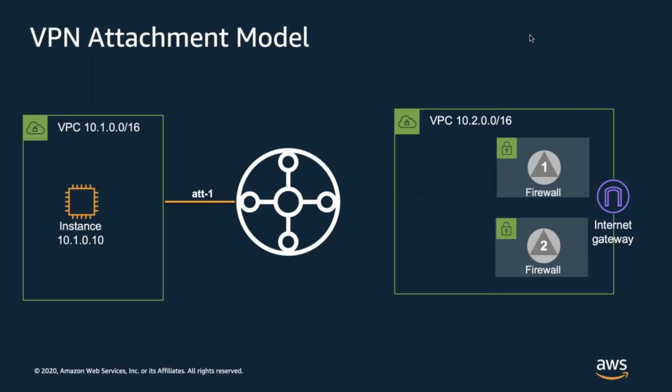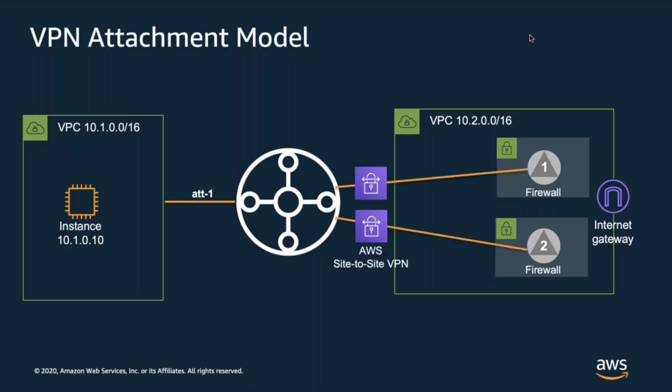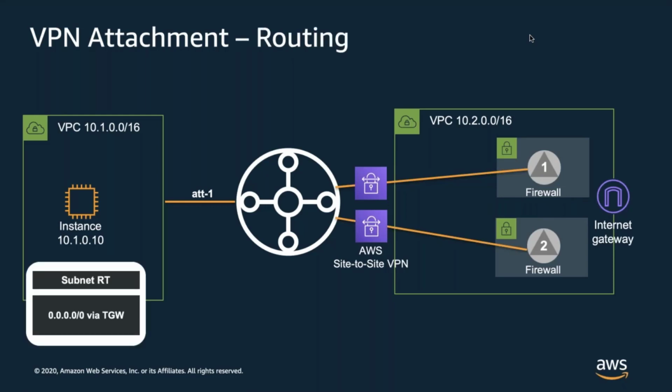Now let's look at the second approach. In this case, we're not connecting the security VPC directly to the Transit Gateway, but rather we will set up AWS site-to-site VPNs from the Transit Gateway to the firewalls. These will be running Border Gateway Protocol, BGP, as the routing protocol to exchange routing information. So the firewalls can inject a default route into the Transit Gateway route table.